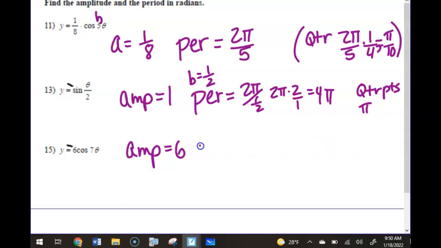All right. B here is 7. So this would be a very disgusting period of 2 pi over 7. And I'm not going to worry about the quarter points because I do hereby solemnly swear I will never give you a period of 2 pi over 7.